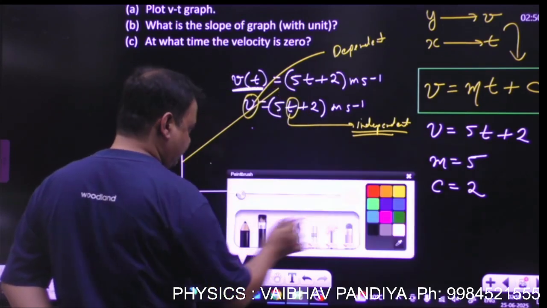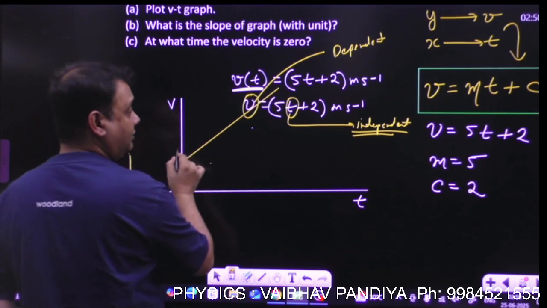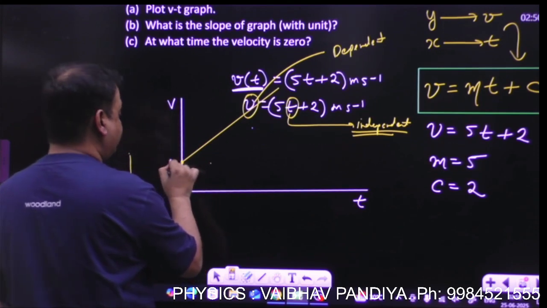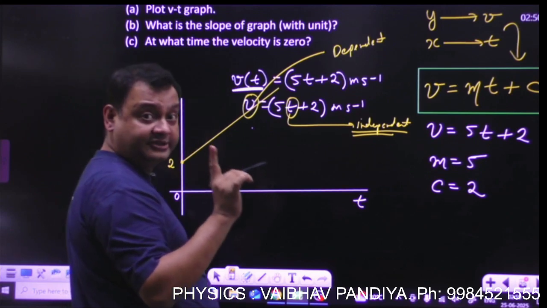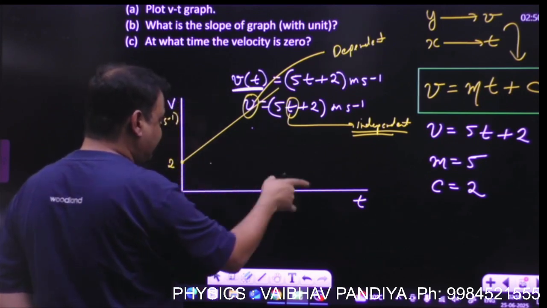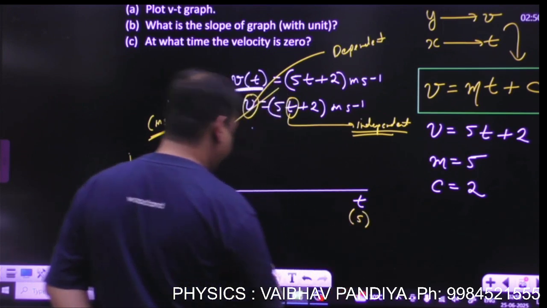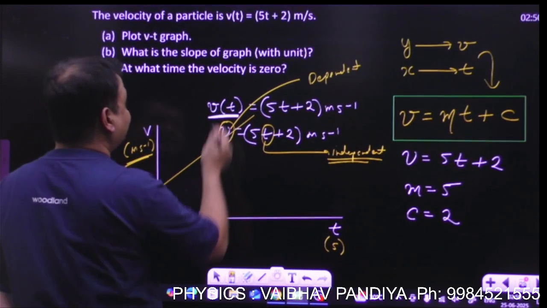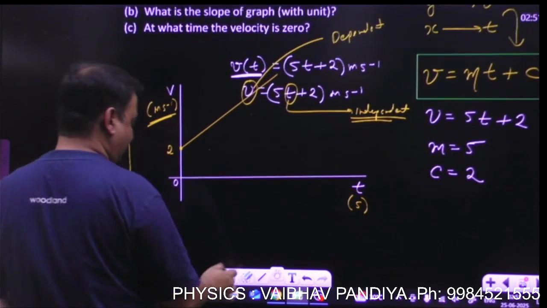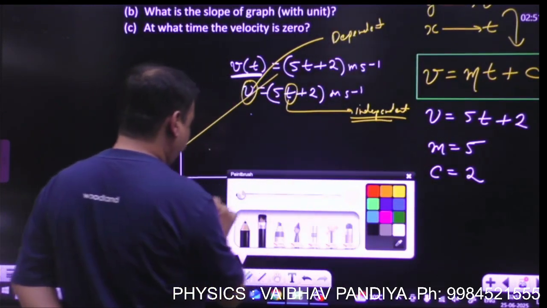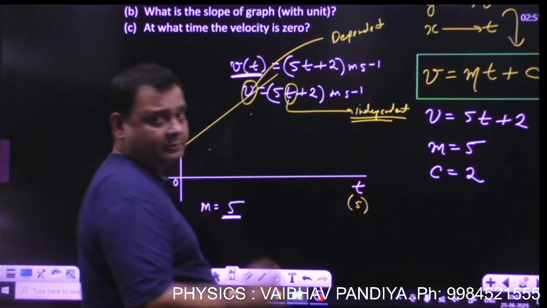And what will be this value? This value is the intercept 2, and here you can write the unit. On the y-axis we were not writing the units, remember? But while you are plotting the physical quantity, write the unit, meter per second, and here second. Now the slope of the graph with unit. What is the slope of the graph with unit? Now we have to find the slope with unit. The slope is 5. And what do you think, what will be the unit of slope?